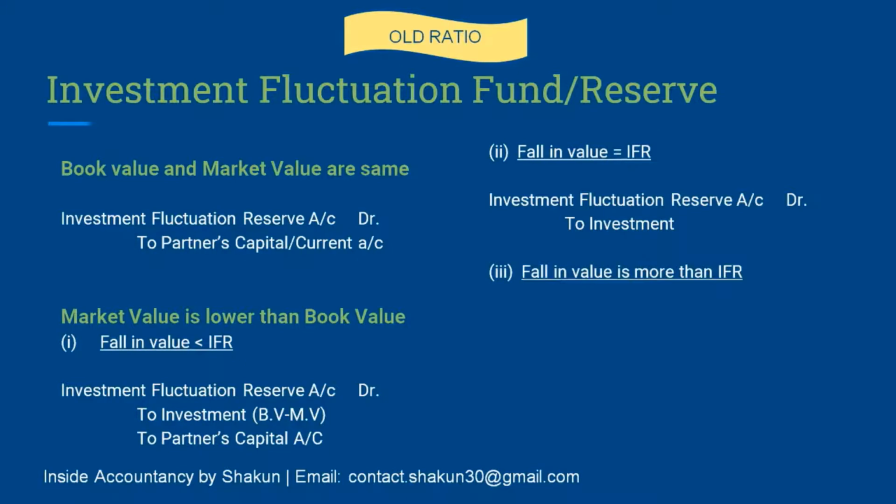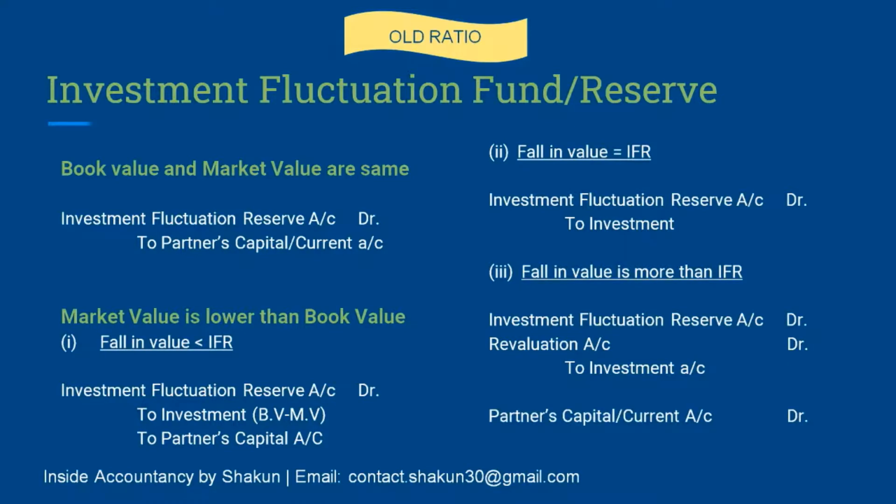Moving on, if the fall in value is more than the IFR. If the decrease is more than the IFR, what happens is the IFR will be debited with 15,000. Investments will be credited with the fall in value, let's say the fall in value is 18,000, so investment will be credited with 18,000. The difference, 3,000, will be debited to the revaluation account since it is a loss. And as soon as we see the revaluation account, we are going to distribute it, write it off between the partners in the old ratio.